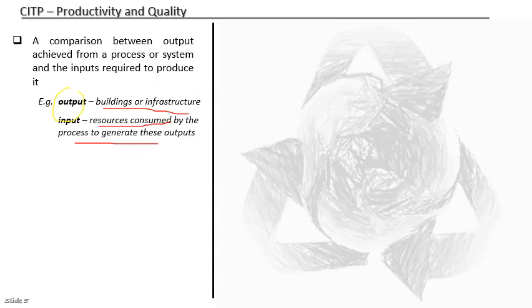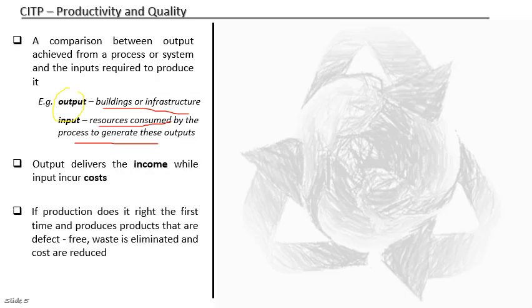For example, you want to construct a building, a school project, let's say. The school is your end product. In order to complete the school, you need inputs in the form of workers, materials, and also machinery. So that's your input. Basically, output delivers the income while input incurs cost. Once you complete your projects, you will get income in the form of profit. Before you can get income, you need to spend first.